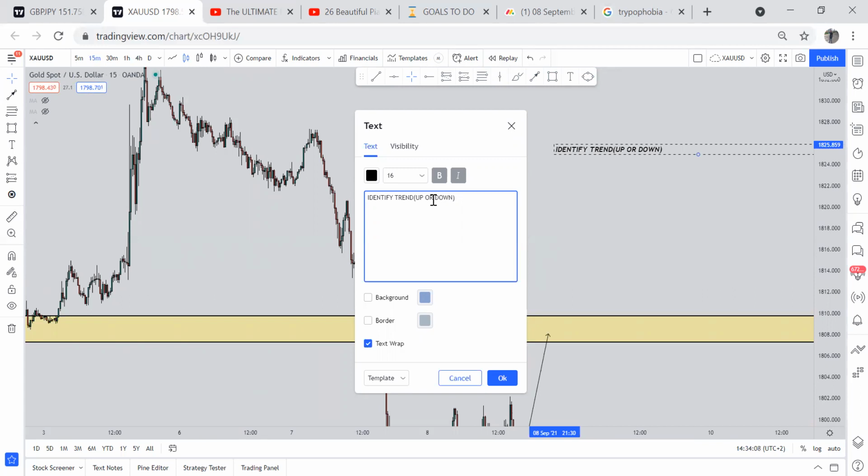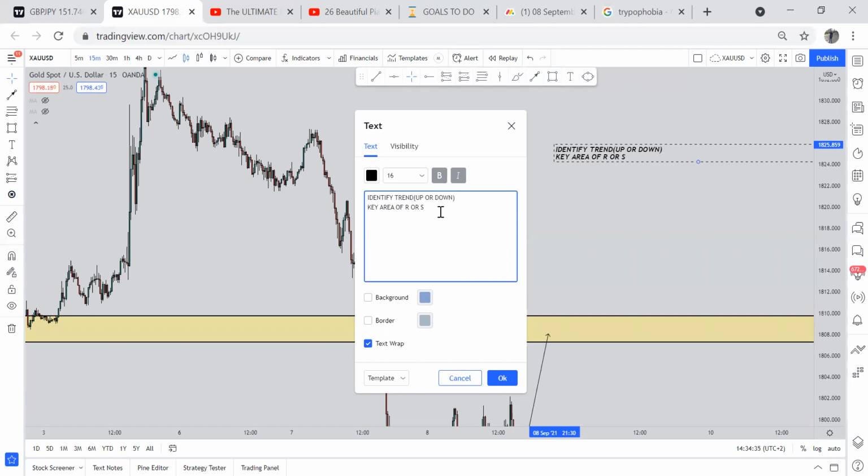Now you need to see if you are at a key area of resistance or support. So now you need to ask yourself this second question. The first question you need to ask yourself is, are we trending up or down on the H4 time frame, right? Then the second question is, are we at the key area? Are we at the support or resistance?